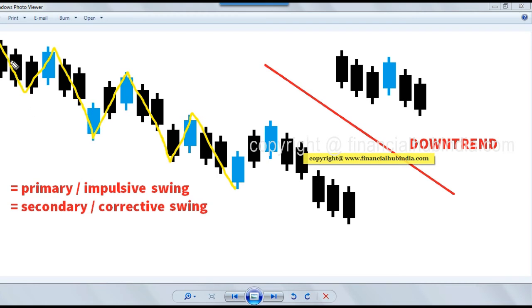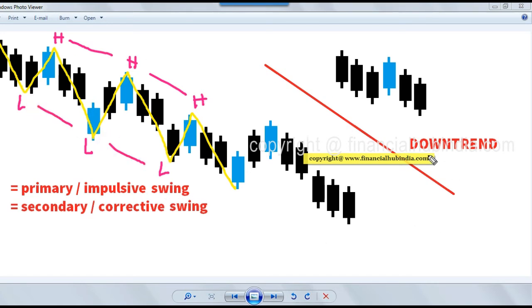So what's happening? In the swing, this is the highest point. Swing high, this is swing low. Again a swing high and a swing low and a swing high and a swing low. So exactly the opposite is happening here. You have lower highs in swings and lower lows in swings.